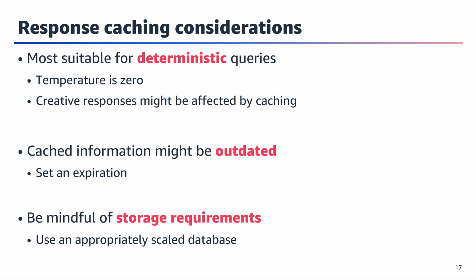Lastly, don't overlook storage requirements. Your caching solution needs to scale with your application. Choose a database that can handle your expected cache size and access patterns. Remember, effective caching can significantly improve performance, but it requires careful planning and ongoing management.